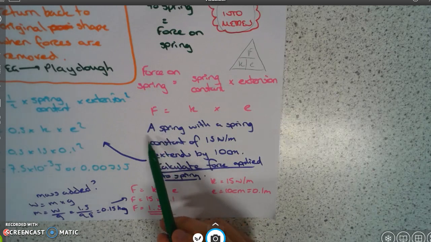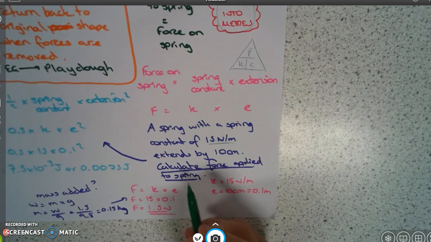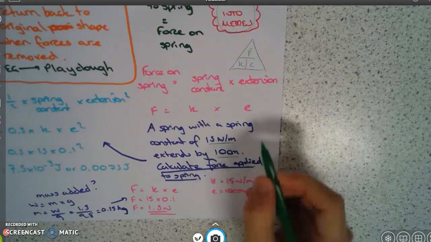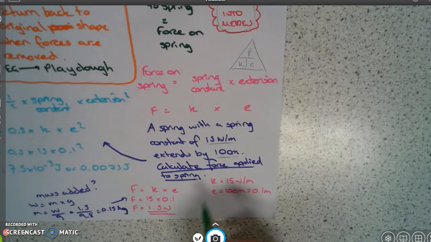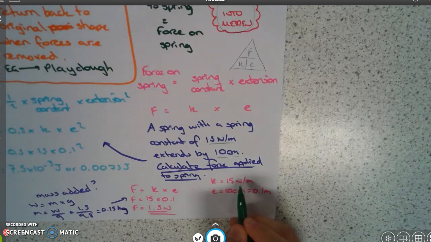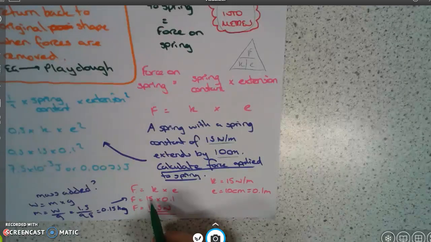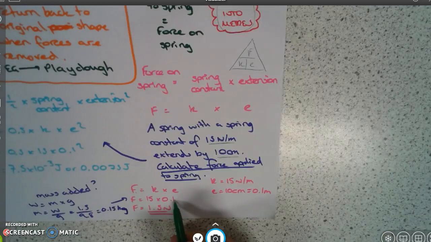So look, here we've got a spring that has a spring constant of 15 newtons per metre, and it extends by 10 centimetres like the spring above. Calculate the force applied to the spring. So here we go, F equals K times E. My K is 15, my E extension is 10 centimetres, which is 0.1 metres because I have to divide by 100. So F equals KE, which is going to be 15 times 0.1. Do it in your calculator, and the force applied to the spring is going to be 1.5 newtons.